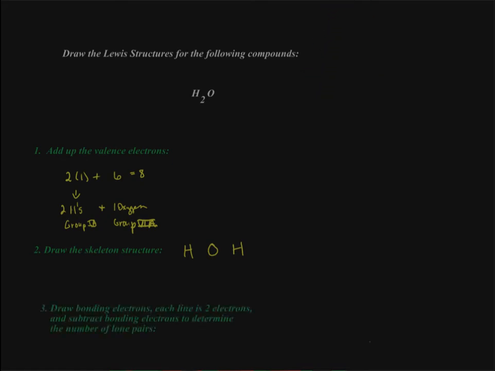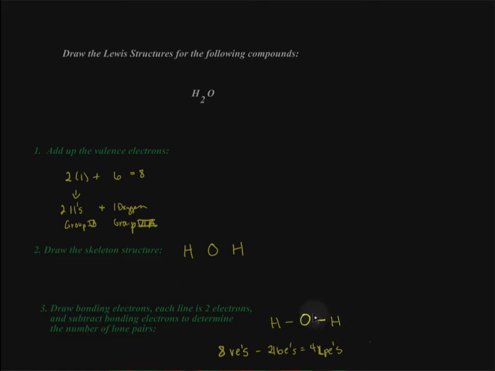Now we're going to draw the bonding electrons, and remember, each line is 2 electrons. And we're going to add them up, and we're going to subtract from the total number of valence electrons. And that's going to tell us how many lone pair electrons we have left. So 2, 4, 8 minus 4 is 4 lone pair electrons. 8 valence electrons minus 4 bonding electrons is 4 lone pair electrons.